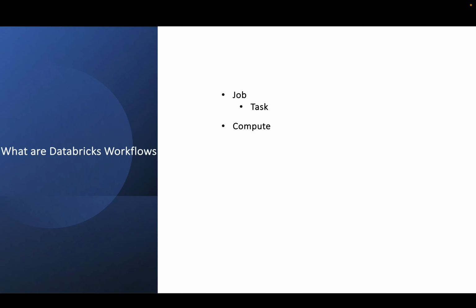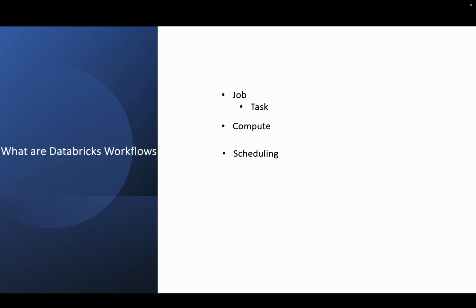Next, we need to execute these jobs. That's a scheduling mechanism. We can run jobs interactively from the jobs UI or jobs API or command line interface. Alternatively, we can schedule jobs to run as a continuous job or create a schedule to run jobs periodically.